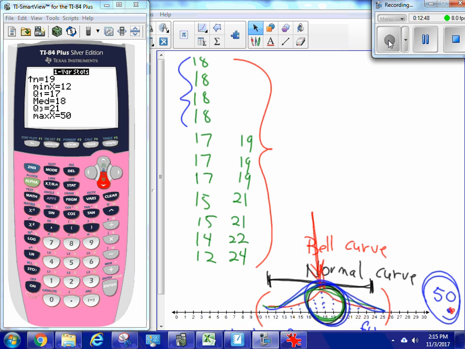M&Ms are good to eat. So go ahead and eat your M&Ms and enjoy the rest of your open house.